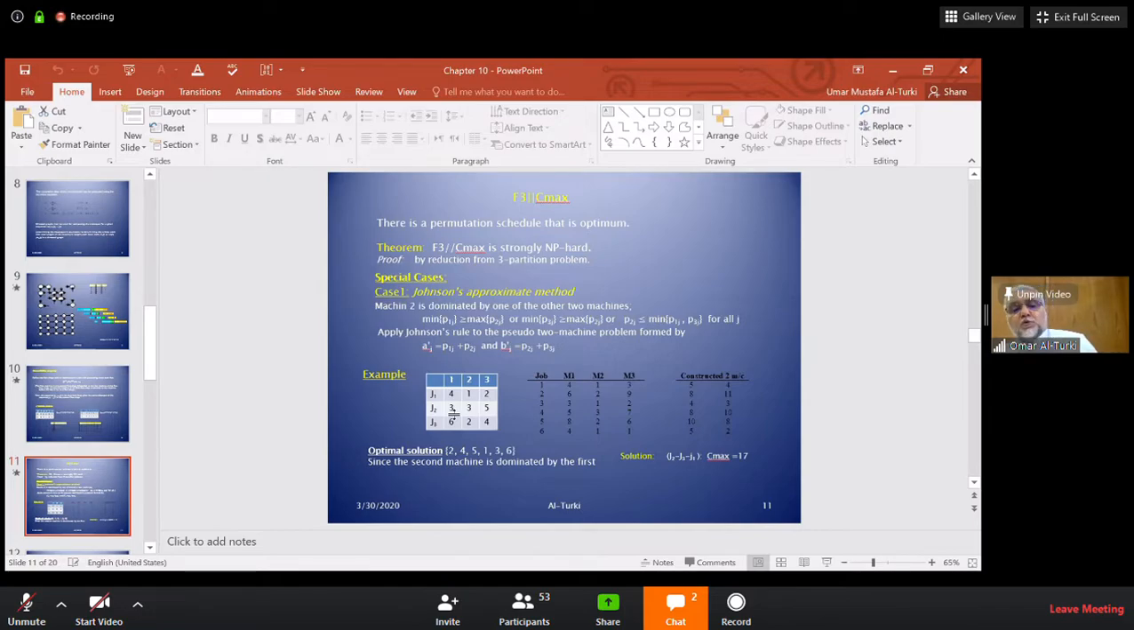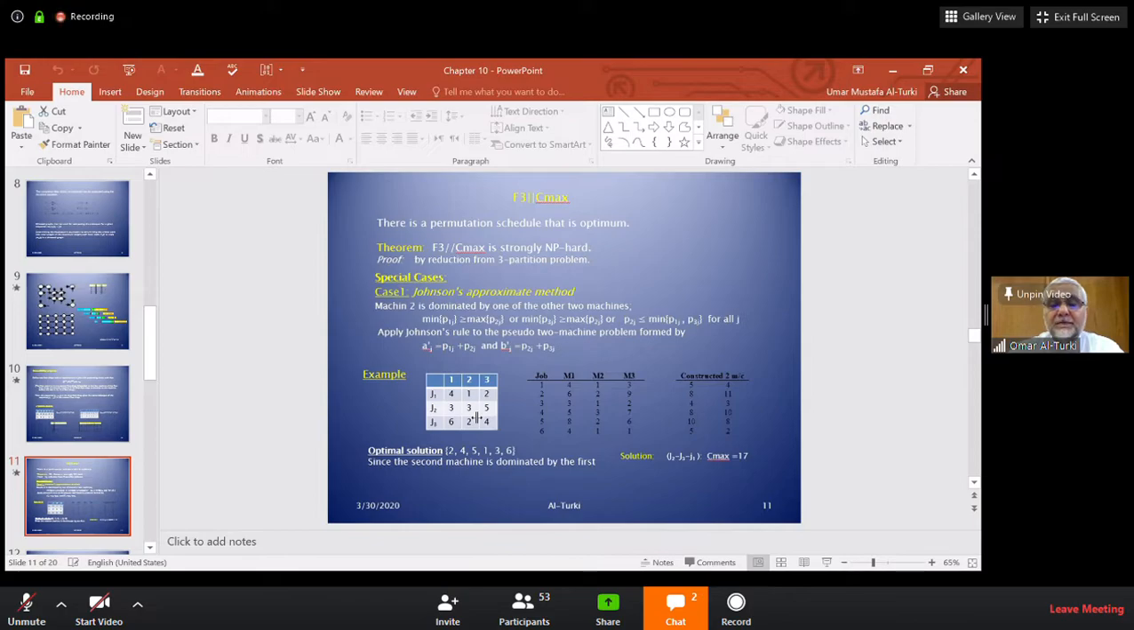But is machine 2 dominated by machine 3? You can see here the highest is 3, but here the lowest is 2, so it's not. So machine 3 does not dominate machine 2. So machine 2 is dominated only by machine 1. And that is sufficient to apply the rule that I'll be talking about.